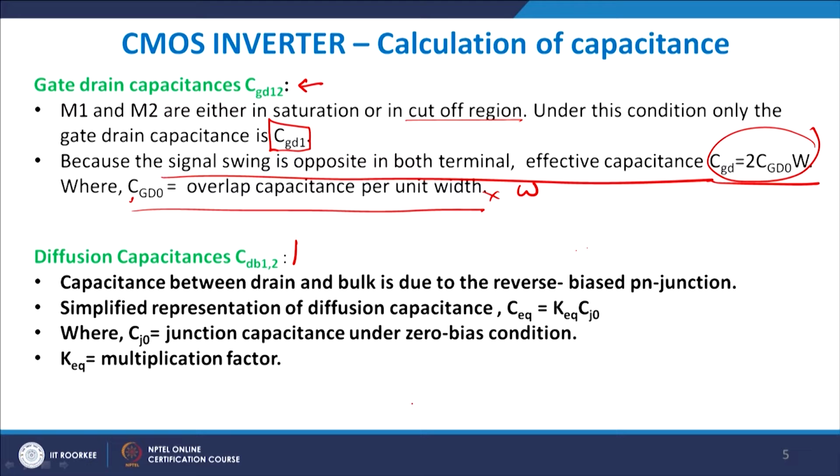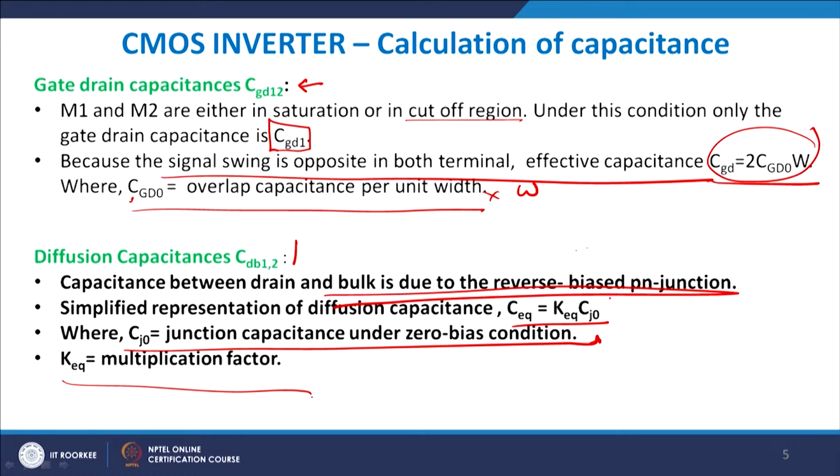We also have drain to bulk, 1 and 2, and this is primarily because, as we discussed in our previous term, of PN junction reverse bias. Because of the PN junction reverse bias, you will always have a capacitance between drain and bulk. It is given as C equivalent is equal to K equivalent times CJ0, where CJ0 is basically the junction capacitance in the zero bias condition, and K is the multiplication factor. K depends upon how much bias you have given at the input side. So, the first one is gate to drain, which is a depletion one, and the second one is a diffusion one. Diffusion primarily occurs because when a PN junction is reverse biased, the depletion region will be formed, which depends on the type of bias you have given and the level of the minority and majority carriers available.